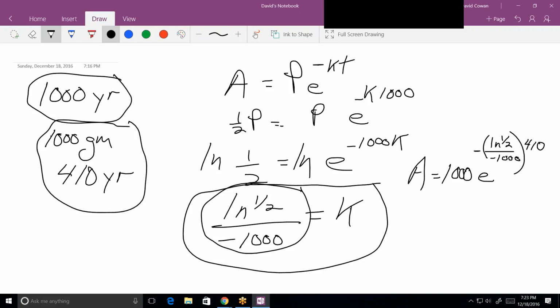Probably it's not down to half because we know it takes 1,000 years to become 500. So in 410 years, it's going to lose maybe 20%. I'm guessing it would end up being somewhere around 800 grams. Yeah, 752.